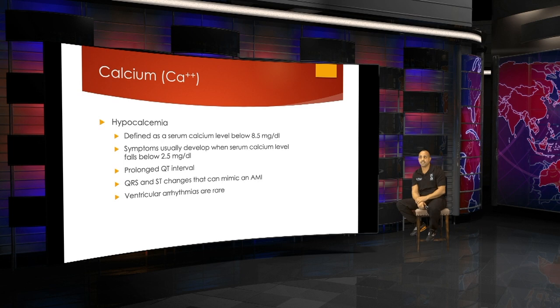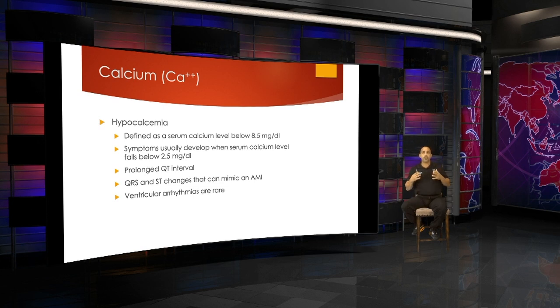QRS, ST changes that can mimic an MI, and then ventricular arrhythmias can happen. It's very rare, but it could happen. So calcium plays that major role. I can't reiterate the major role it plays with myocardial contractility. Severe extracellular hypocalcemia impairs that contractility of the myocardium. So that could be a major issue, all right? And it's gonna really jack up the heart's ability to contract.